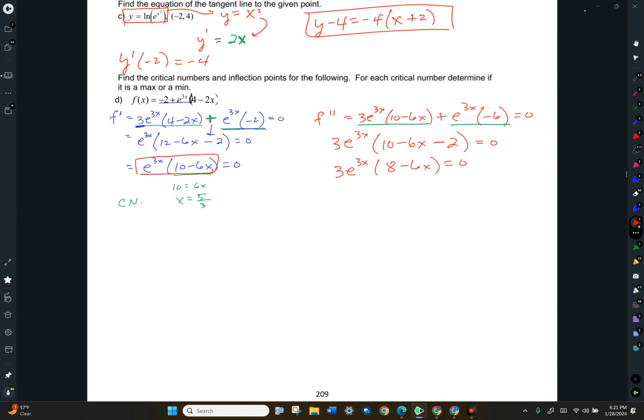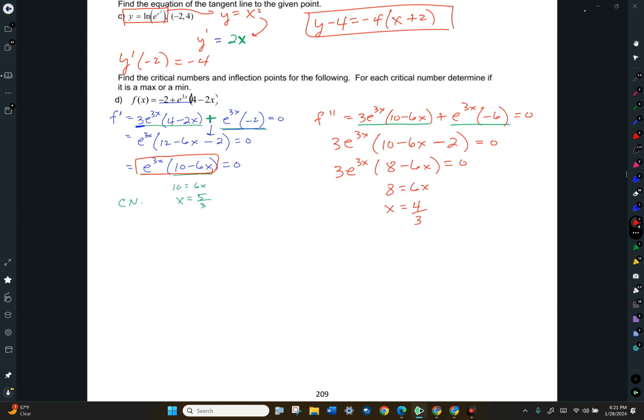So again, that e to the 3x is never going to be 0. So this is only going to be 0 when 8 minus 6x is 0, or in other words, when 8 equals 6x. So x is going to be 8 over 6, which would be 4 over 3.